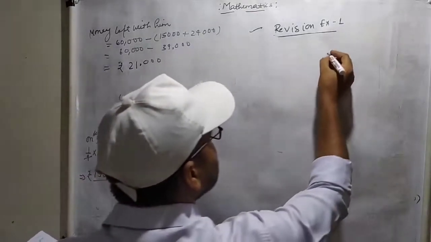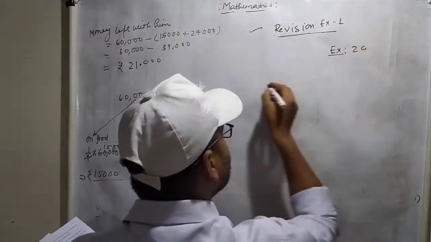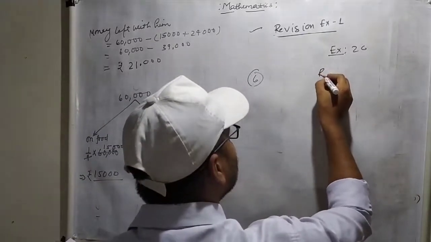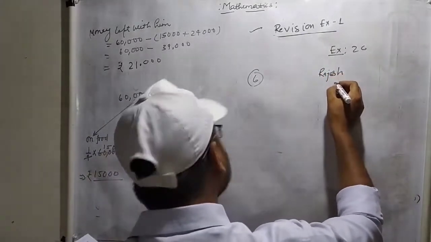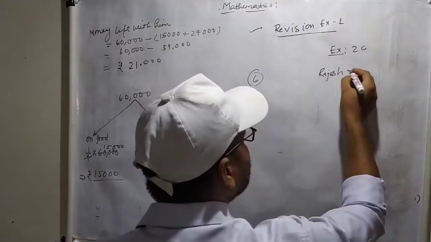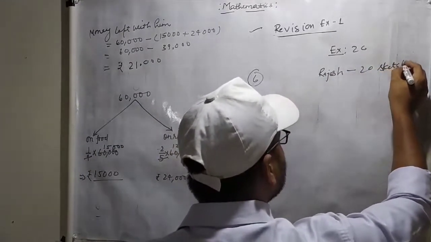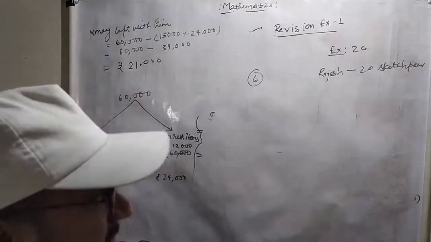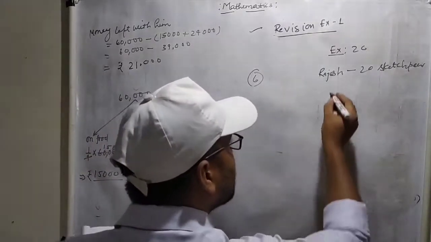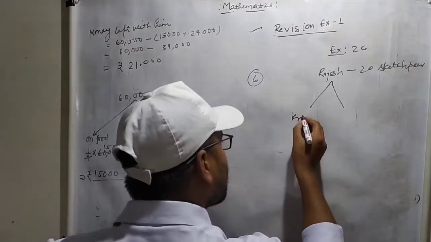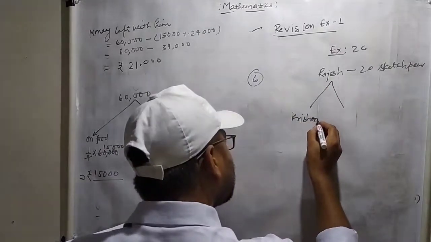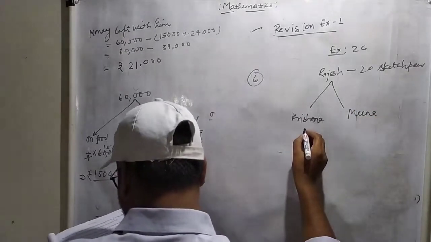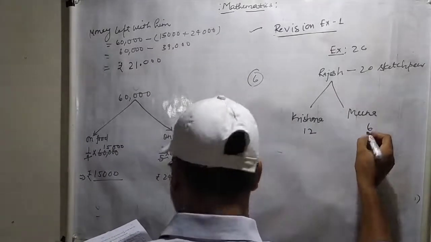Question number 6 from your exercise 2C. Rajesh has a packet of 20 sketch pens. In that he gave to Krishna and Meena. He has given 12 to Krishna and 6 to Meena.